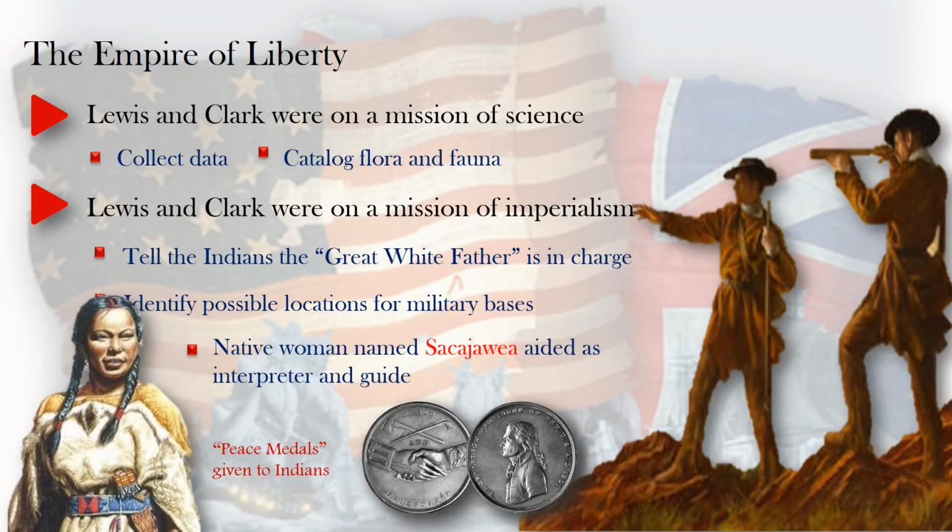A native woman named Sacagawea, or you could say Sacagawea, there's no real consensus on how to say her name, aided as an interpreter and guide. And you can see below there, those are the peace medals with Thomas Jefferson's portrait on them that they were to give to the native people that they encountered, showing their peaceful intentions.